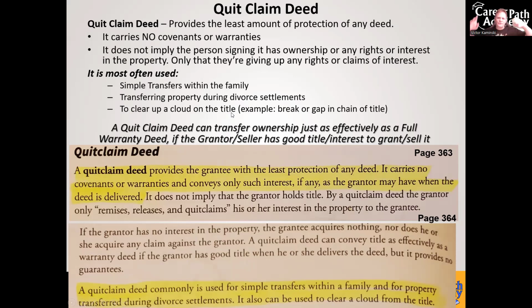Remember, think of a dark thunderstorm cloud when we hear cloud on a title. Maybe some documents were not recorded in a public record and we can't link one owner to the next, so we use a quitclaim deed to try to clear that up. It's used to clear up breaks or gaps in the chain of title. So a quitclaim deed can transfer ownership just as effectively as a full warranty deed if the grantor has good title when they sold the property.